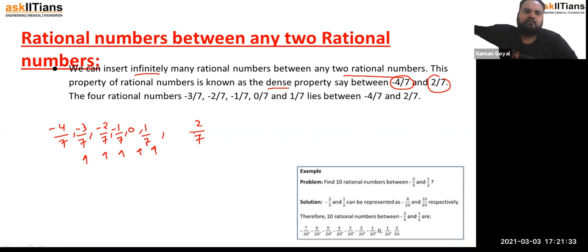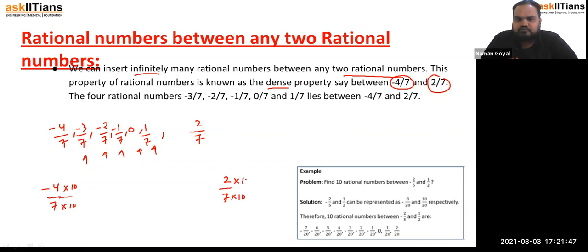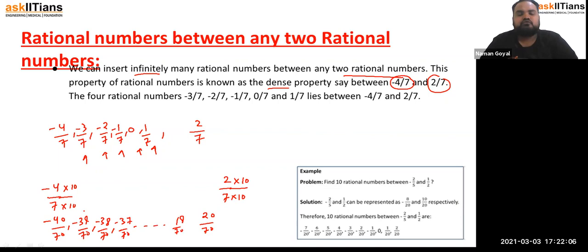If the question asks you to insert 10 rational numbers, what I can do is multiply the numerator of minus 4 by 7 by 10 and the denominator by 10, and the number stays the same. Similarly, 2 by 7 is written as 2 into 10 over 7 into 10. So this number becomes minus 40 upon 70, and this becomes 20 upon 70. Now the next are minus 39 upon 70, minus 38 upon 70, minus 37 upon 70, and so on up to 19 upon 70. So we can insert so many rational numbers.